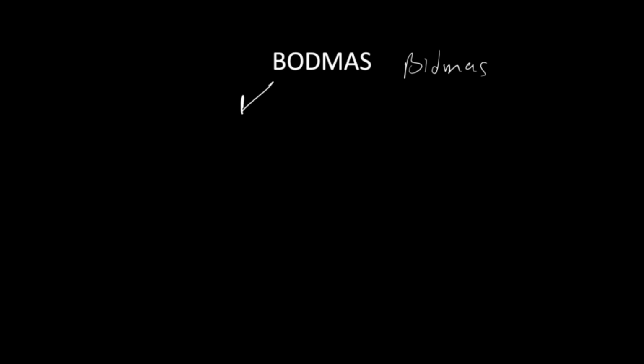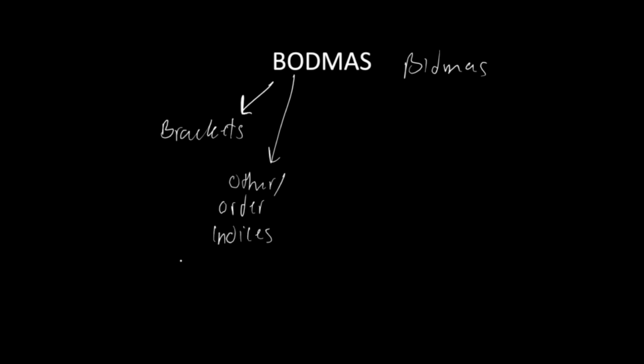So first of all, we've got B, which stands for brackets. O stands for other, or it can also stand for order. Okay, it also stands for indices. So these include x to the power of y, so the powers basically, or square roots. Which is why sometimes it's called BIDMAS as well, because of indices. So it has three words. Other, order, or indices, they all mean the same thing.